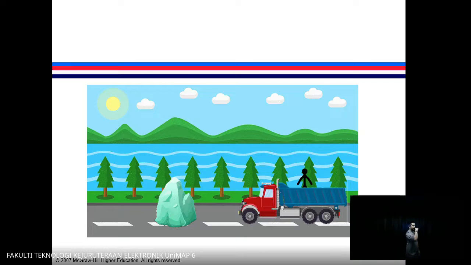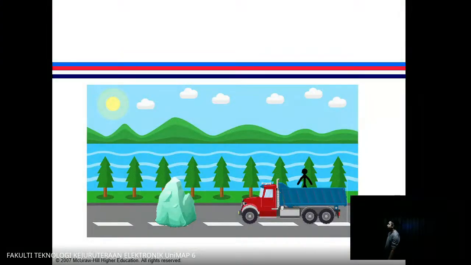If you can see, there is one person on that lorry. When the lorry hits the rock, that person will be thrown away from the lorry. Why did that happen? Because of the inertia condition. Although there is no force that pushes the person off the lorry, in the scenario of inertia the man on the lorry will be thrown away from it. So that is the condition of inertia.